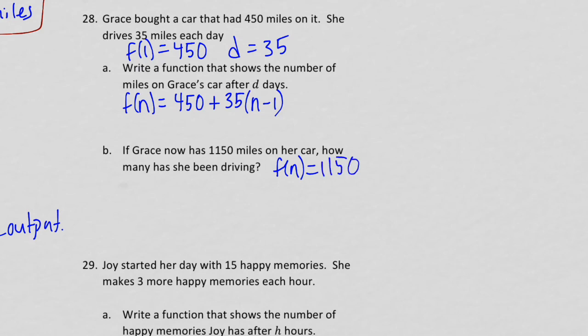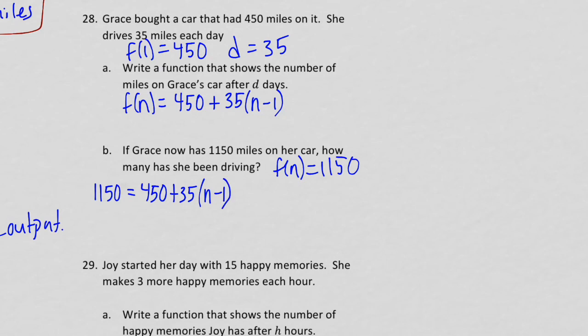What's n? They're not telling you to plug in n equals 1150. They're telling you that you plugged in a number and got 1150. So we're going to replace this with 1150 and solve. It's going to look like this: 1150 equals 450 plus 35 times n minus 1. I need to figure out what n is.